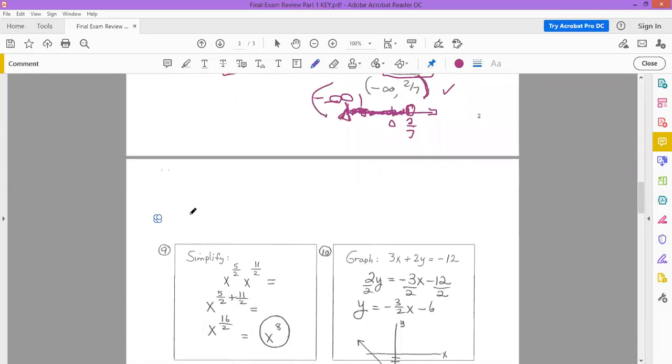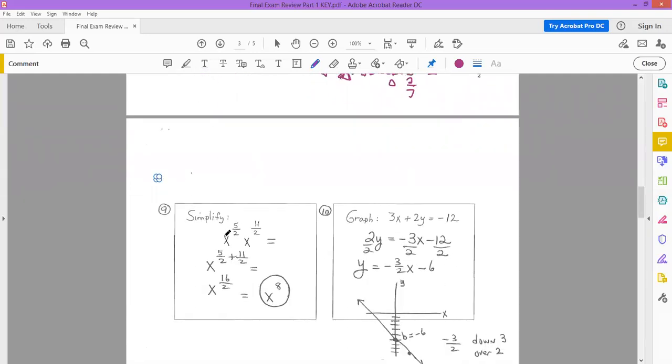For number 9, we're simplifying two terms that have the same base. We have x raised to the power of 5 halves times x raised to the power of 11 halves. So we're going to keep that base of x, and we're going to add the powers. So 5 halves plus 11 halves gives us 16 halves. And 16 halves, we can simplify that. 2 can be divided into 16 8 times. So our answer would be x raised to the power of 8.